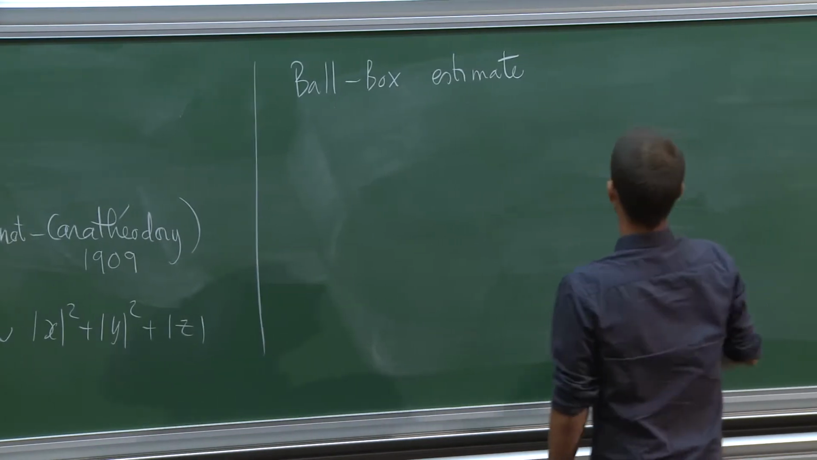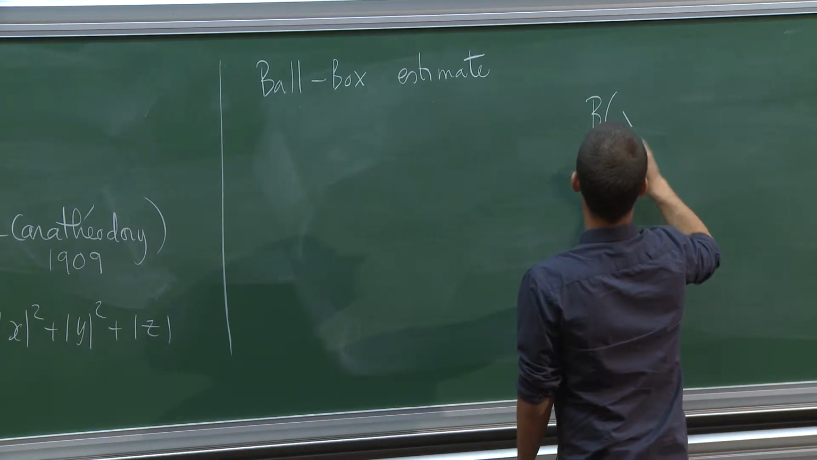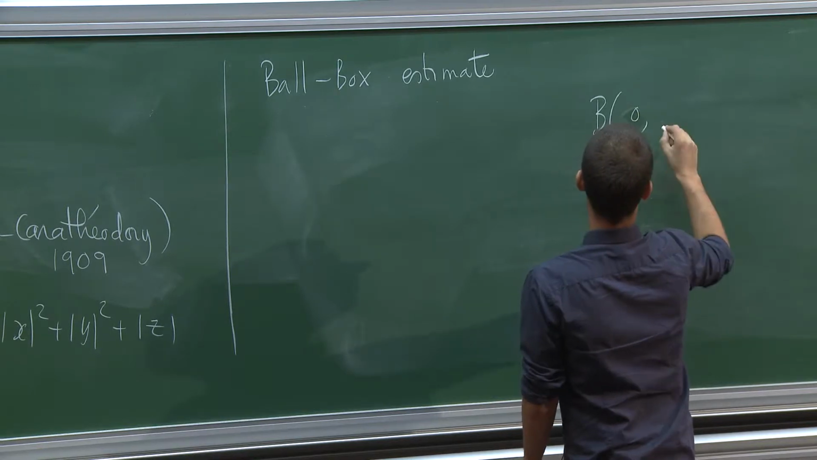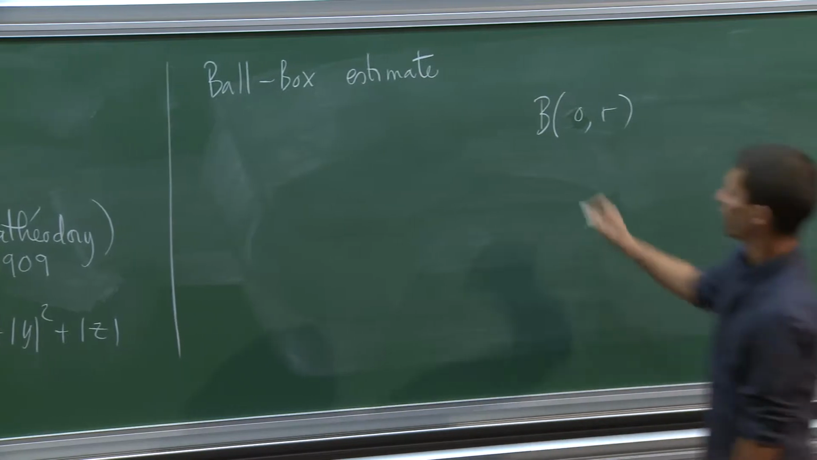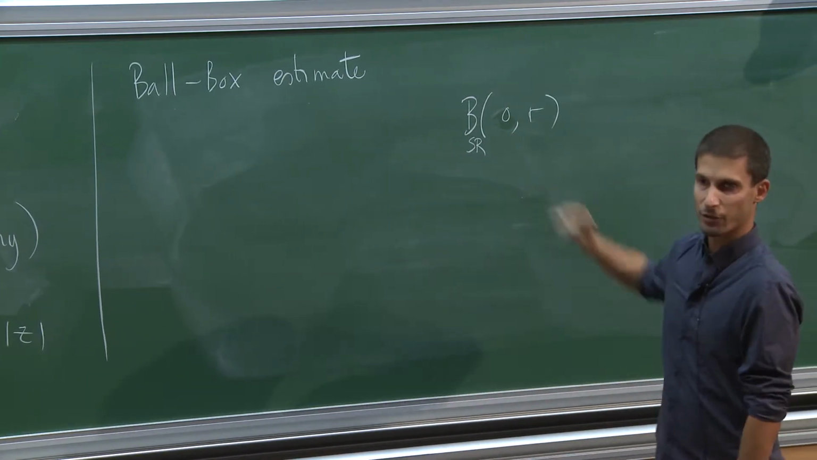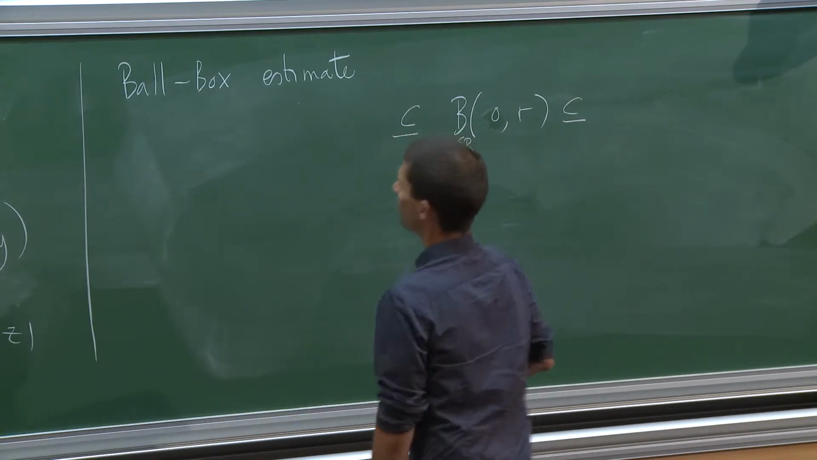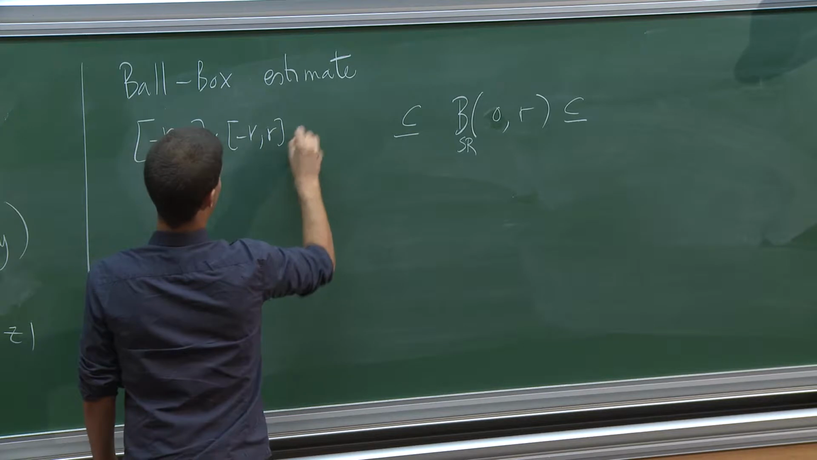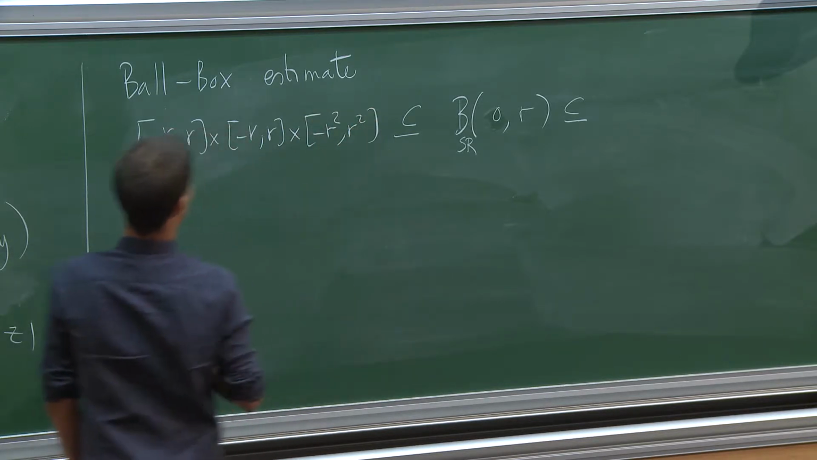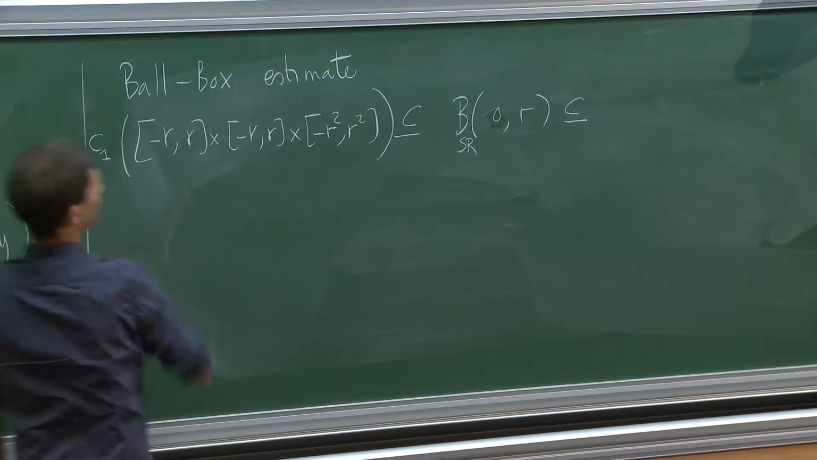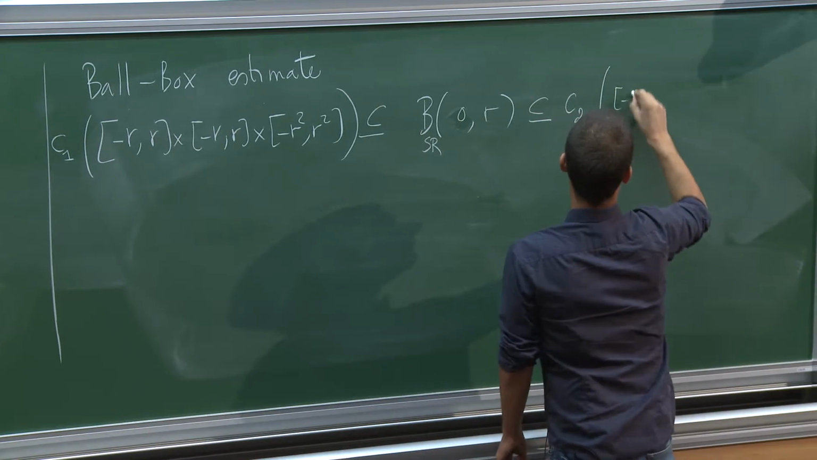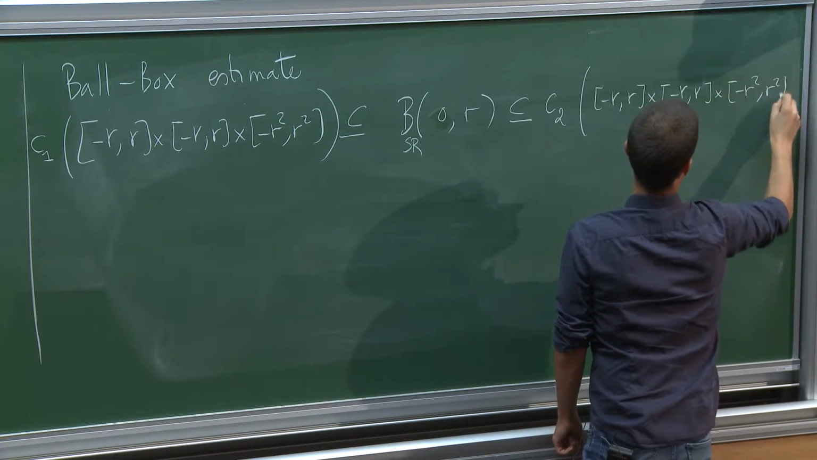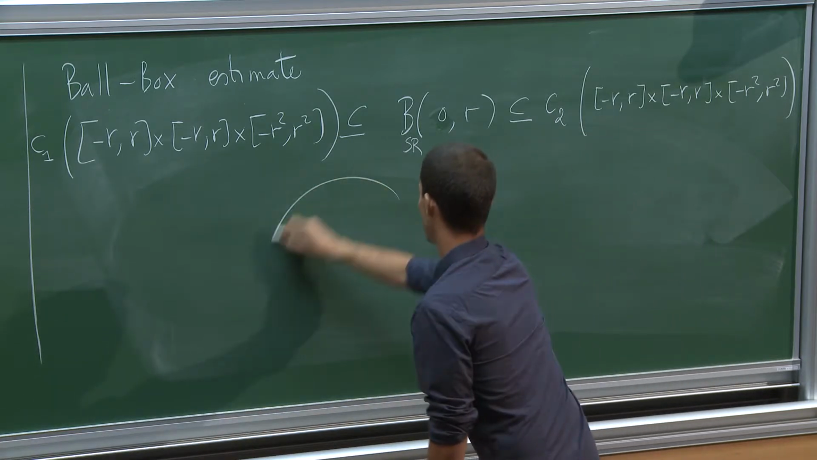which says more or less that you can, let me write it in this way, a ball for this distance from the origin of radius r, and this is included in and includes a box that has this shape: minus r, r, minus r, r, minus r squared, r squared, times a constant, let's say c1. And here, similarly, we have a constant c2, minus r, r, minus r, r, minus r squared, r squared. So this is what we have seen yesterday.